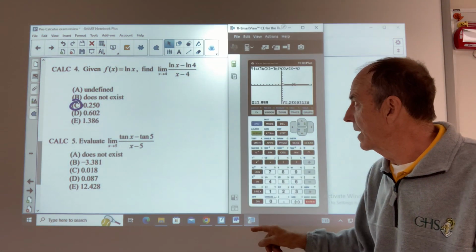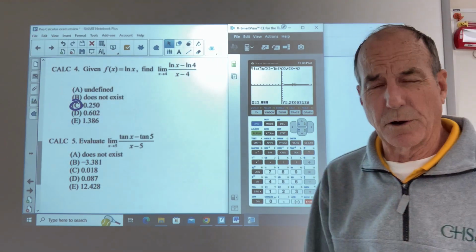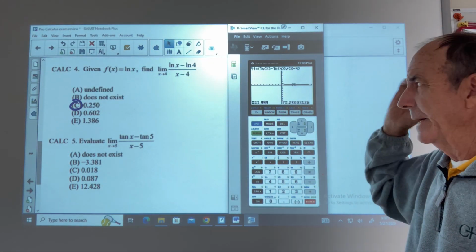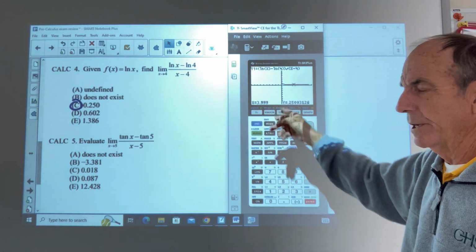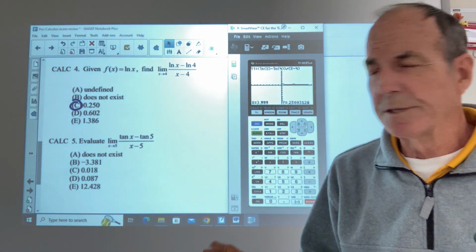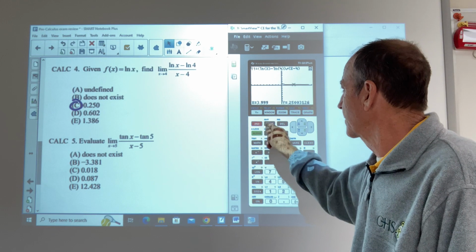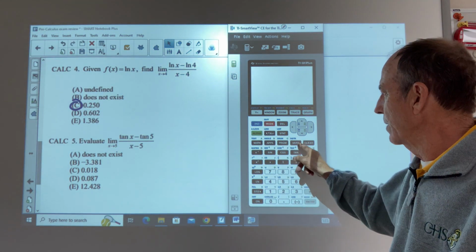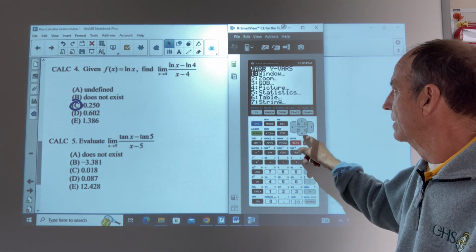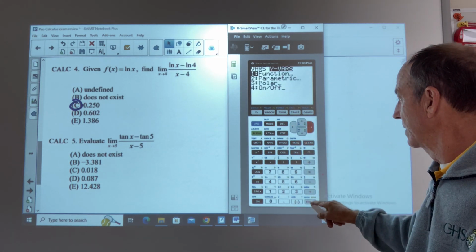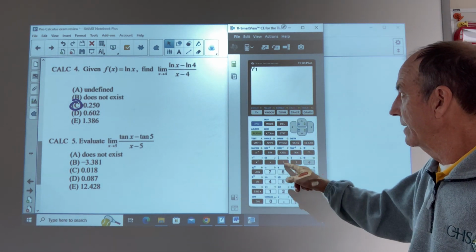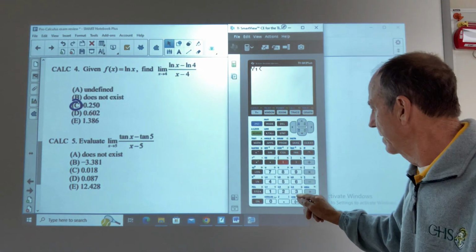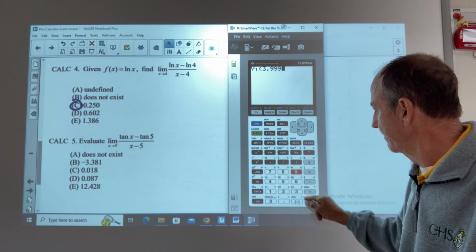Now, frankly, oftentimes the pictures of these things become very awkward, and the trace only works if you're in the window. And fortunately, 4 is in the window in here. But we can still do this from the home screen without a picture. So just go back to the home screen and call up y1. It's under the vars menu, the y-vars function. There's y1. And then we're using function notation here. So parentheses, y1 of 3.999.